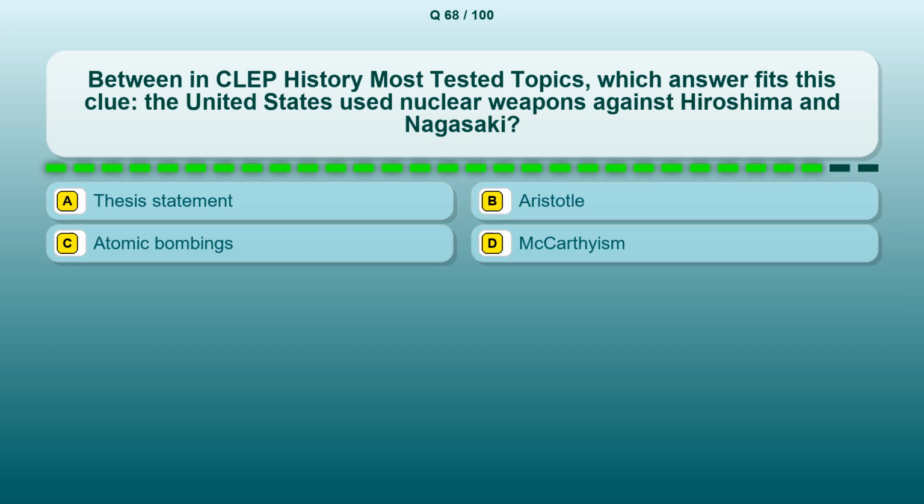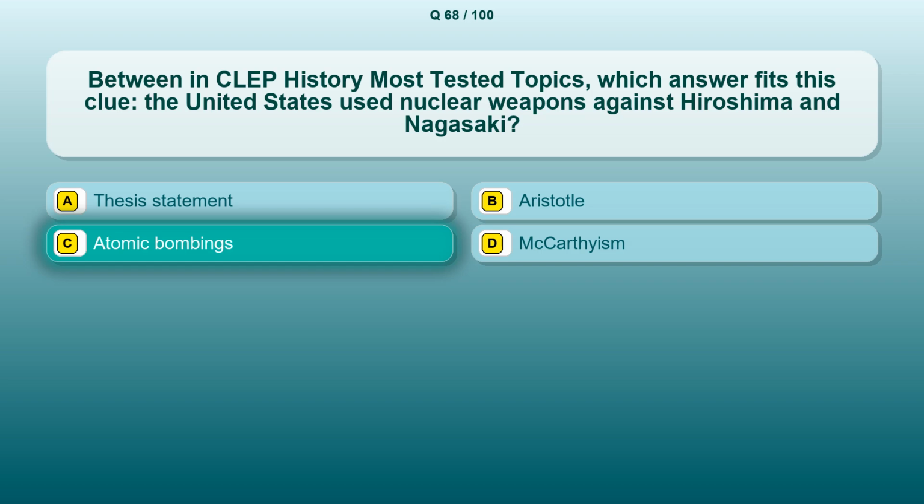Question 68. Between in CLEP history most tested topics, which answer fits this clue? The United States used nuclear weapons against Hiroshima and Nagasaki? Option A, thesis statement. Option B, Aristotle. Option C, atomic bombings. Option D, McCarthyism.